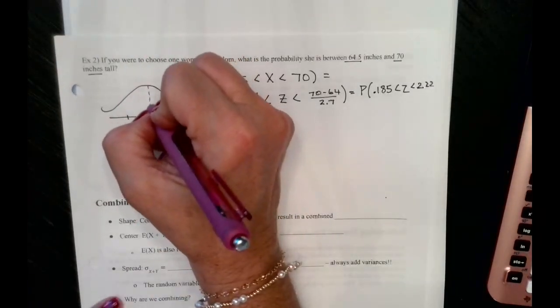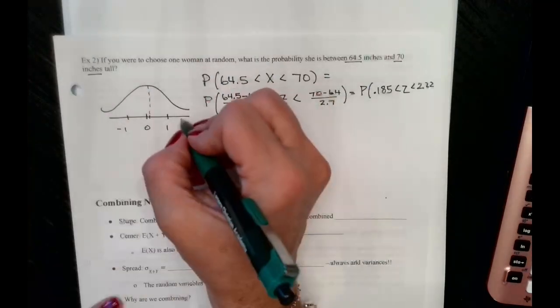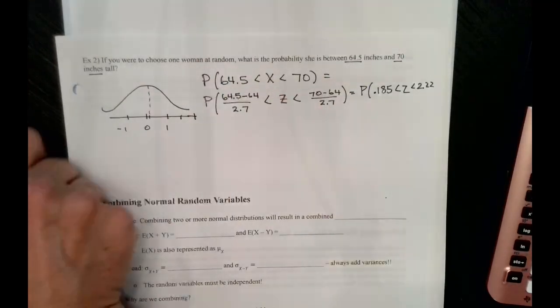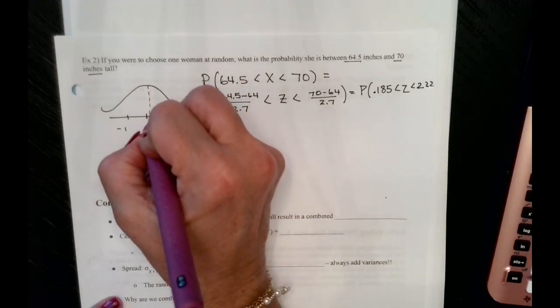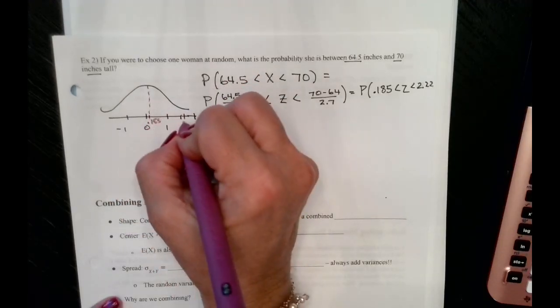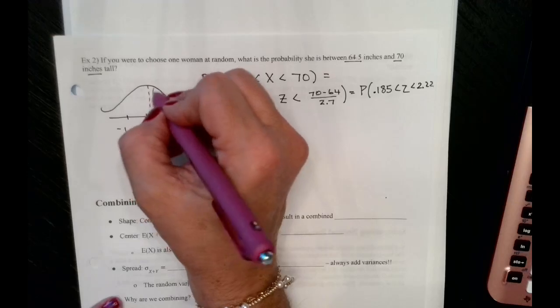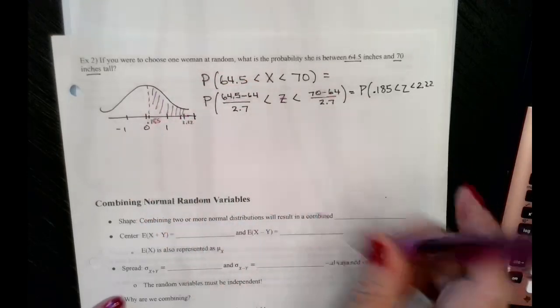So just almost past 0. And I'm going to go up here. It's going to be past 2 standard deviations. And this value here, so 0.185. And this is 2.22. And so here is the region that I'm looking for.